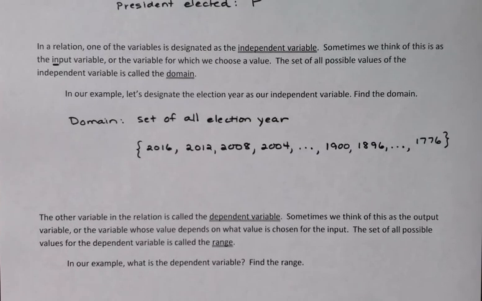The other variable in the relation is called the dependent variable. That's the output variable, or the variable whose value depends on what value we choose for our input. And the set of all possible output variables is the range. So if I was using the election years as my domain, then my range would be the set of all U.S. presidents.